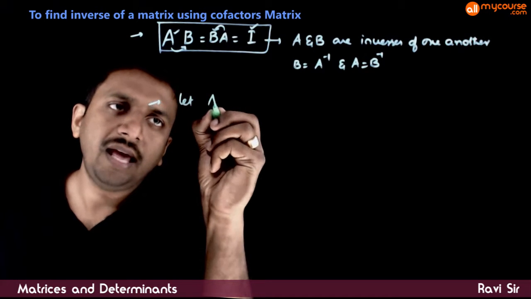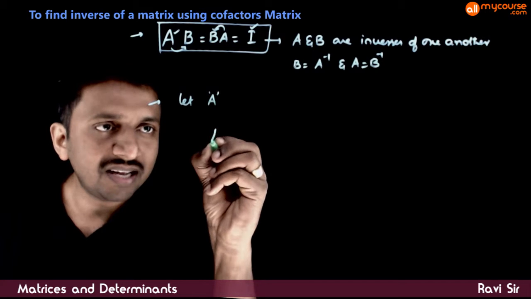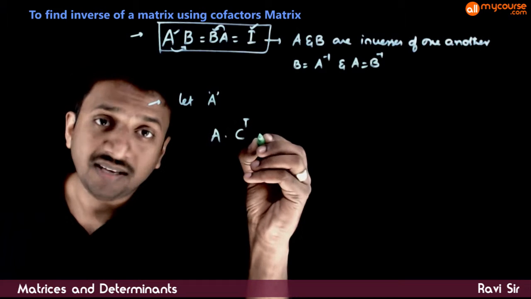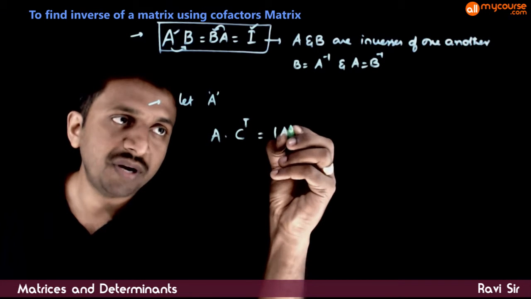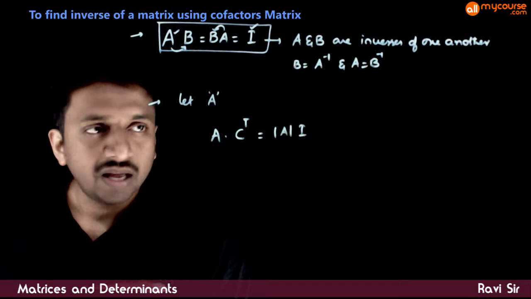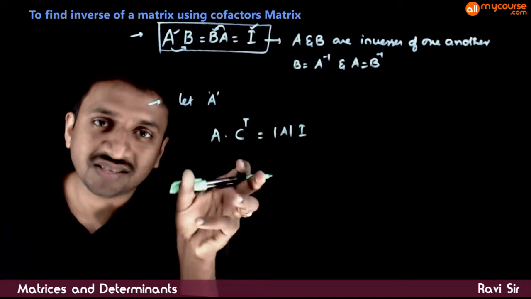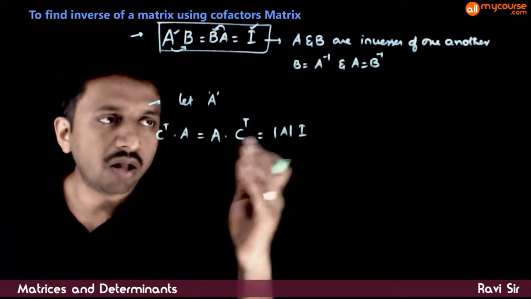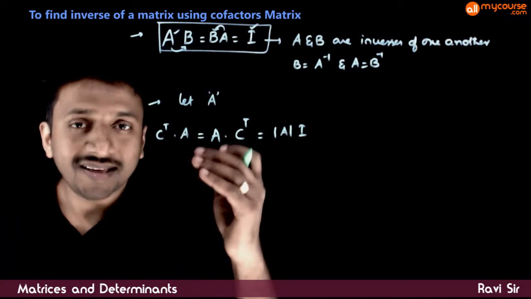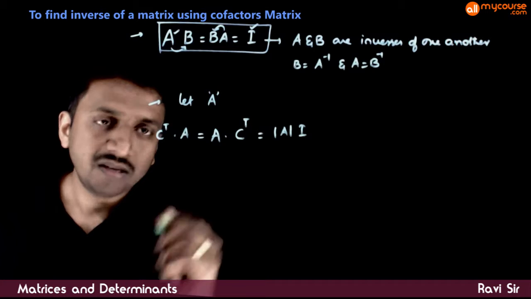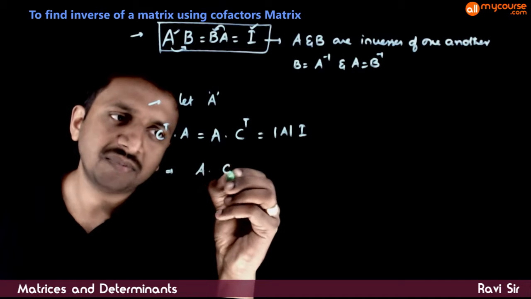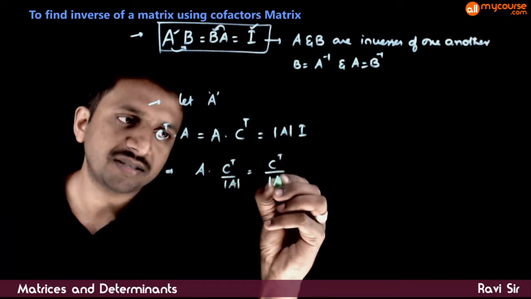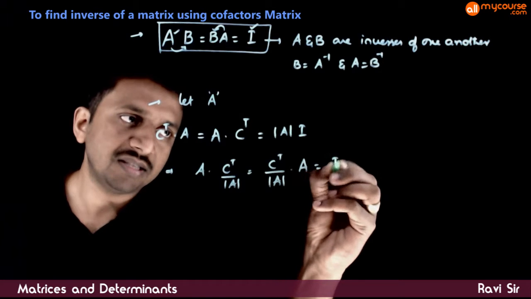So let A be a matrix. We have seen that A times cofactors matrix transpose is always equal to determinant of A times I. And if you observe closely, this also works in the reverse direction. So cofactors transpose matrix times A also gives you the same matrix. You can look at it from the previous example. So this implies A times cofactors matrix transpose by det A is equal to cofactors matrix transpose by det A times A is equal to I.